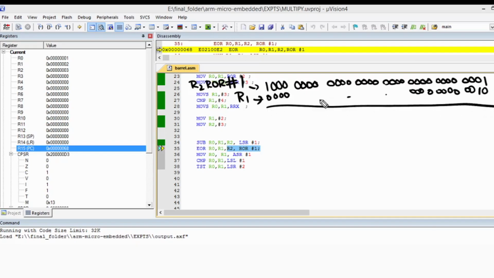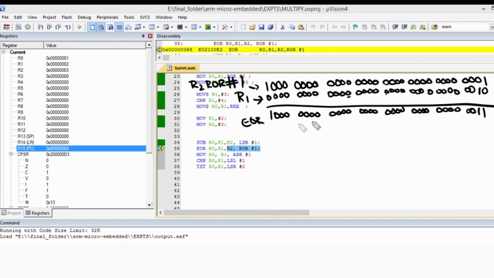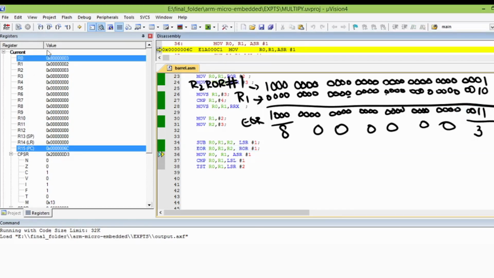We already know that in case of an XOR operation, when the values are complementary the output will be 1. Are these complementary? Yes. And what about this? It will be 0. What about this part? This will be 0, 0. 0 and 1 will be 1. 1 and 0 will be 1. So this is nothing but 8, all zeros, and this will be nothing but 3. Let's see if that's the answer or not. Yes, 8 all zeros and 3.